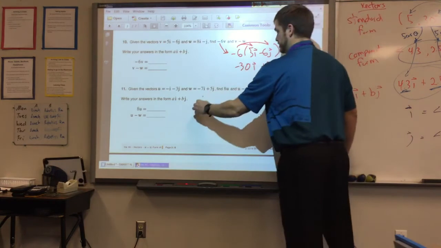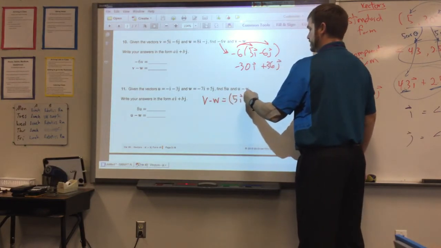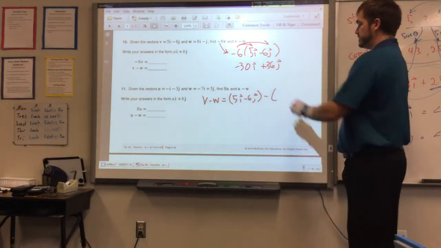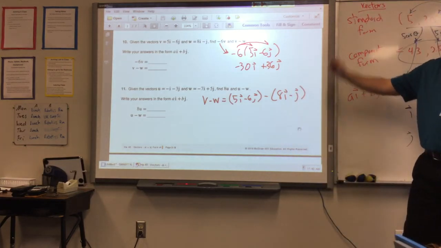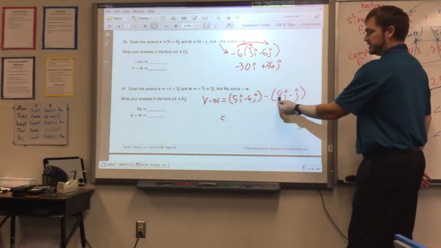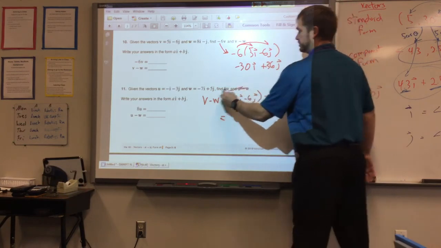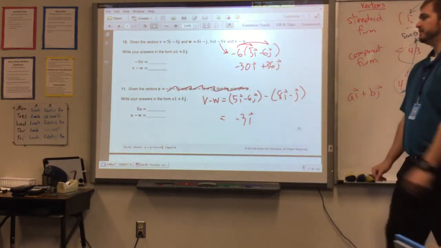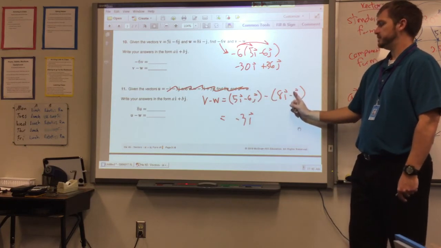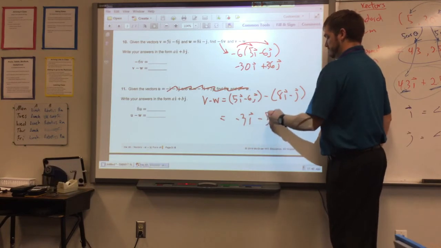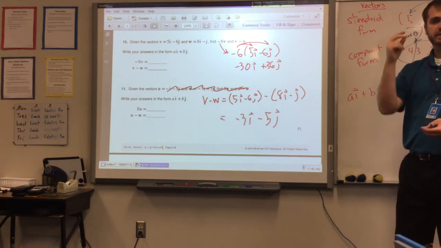v minus w. I'll write v, which is 5i minus 6j, minus, and I'll put parentheses, w, 8i minus j. And once again, algebra to the rescue. 5i minus 8i. Isn't it -7i for w? No, I'm looking at the 10. Oh, I'm so sorry. No, you're fine. That's it. And then -6 minus 1, so -6 plus 1, -5. That's not too bad at all. I think we'll knock these out pretty quickly.